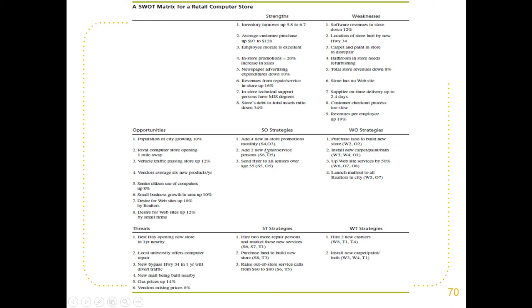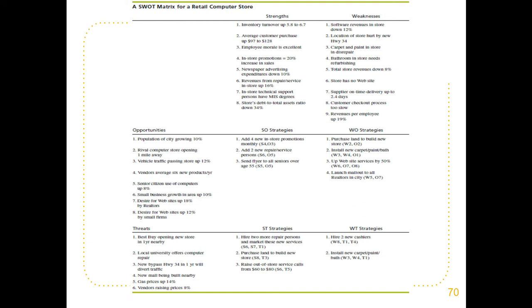For example, S4, strength 4, in-store promotion, there is a 20% increase in sales. That is your strength. It's matched with opportunity 3, vehicle traffic passing the store up to 12%. So what is the strategy? They will add 4 new in-store promotions monthly.